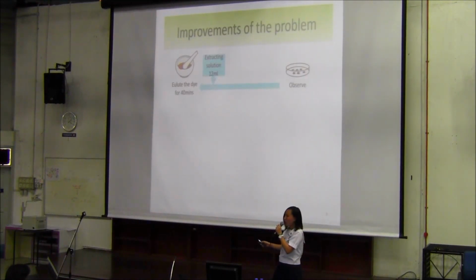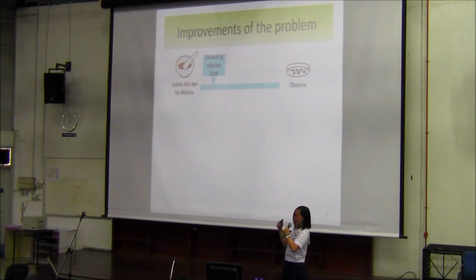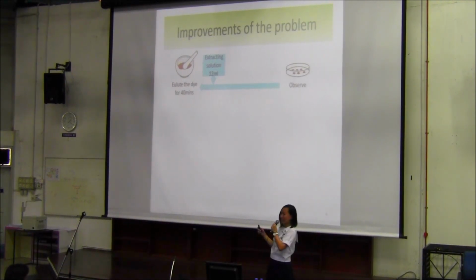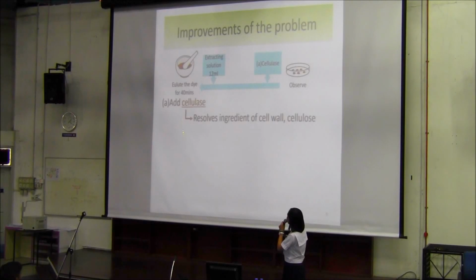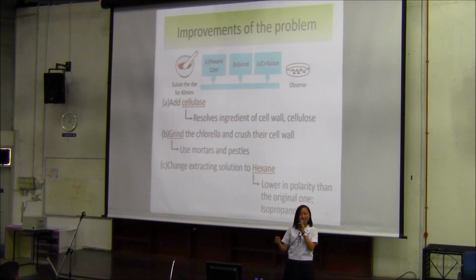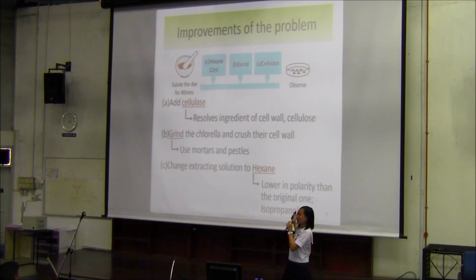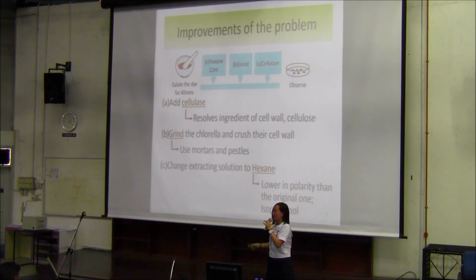And we made some improvements for this problem and experimented again and again. First, we added cellulase. Second, we ground the Chlorella and crushed the cell wall. Third, we changed the extracting solution to hexane. And we combined these ways in various combinations, then experimented again and again.